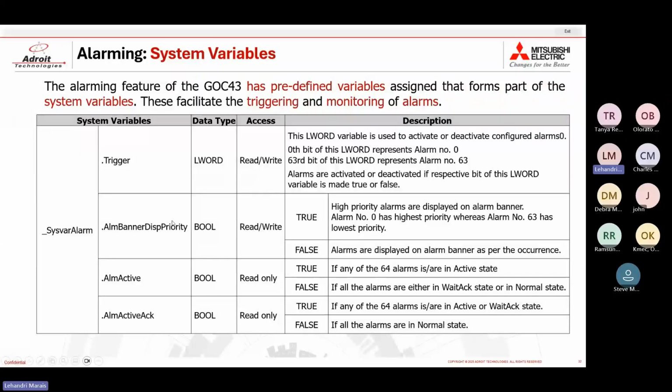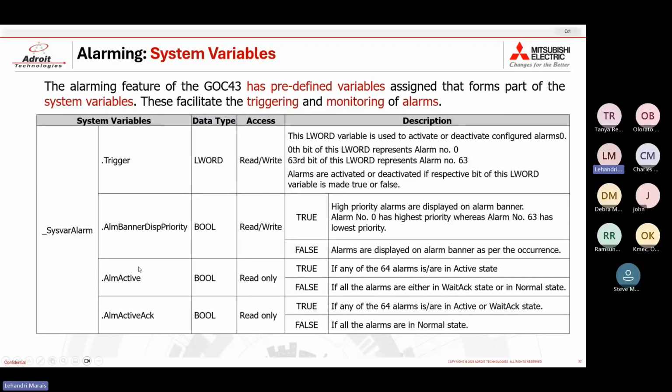Next, you have your alarm banner display priority. Using this variable, you can set whether certain alarms should have a higher priority for display as compared to not having a priority for display. So when this variable is set to true, the alarms higher on the list take priority. So let's say alarm number 0 will always display before alarm number 63 if both are active at the same time. This specifically applies to your alarm banner.